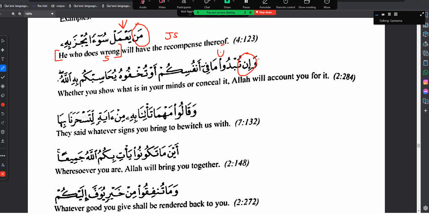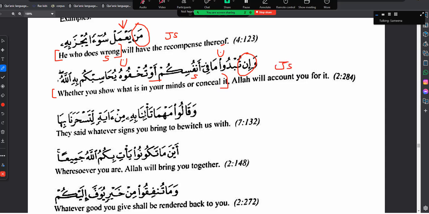And then because of au, you have au is or tukfuna. It was tukfuna. The noon is dropped here as well. Okay. And which is the shart part? Whether you show what is in your minds or conceal it. So this is the shart part. And the jawab shart is Allah will account you for it. This is jawab shart. Okay.